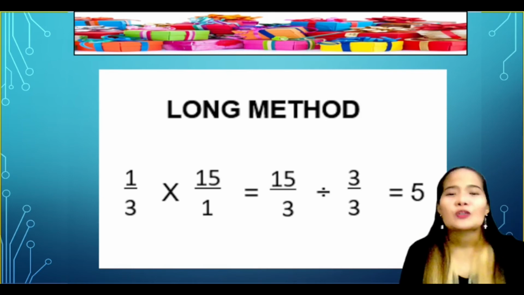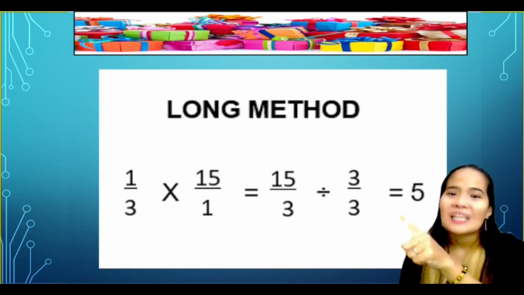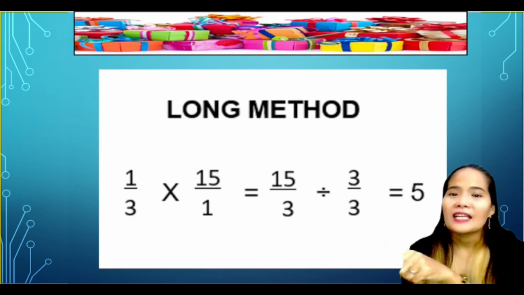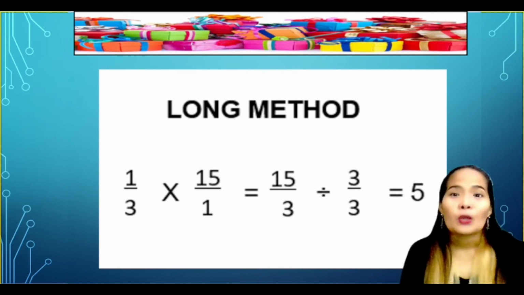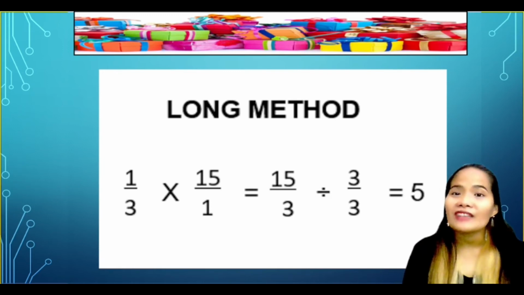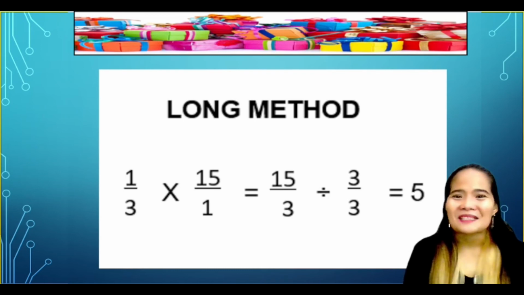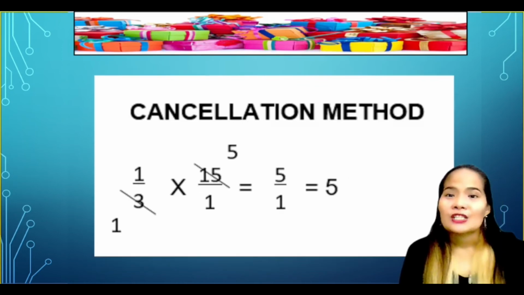So 15 divided by 3 is equal to 5. 3 divided by 3 is equal to 1. The lowest term of 5 over 1 is equal to 5. You are correct. So for our long method, the answer is 5. So for group number 3, the cancellation method is 1/3 times 15.